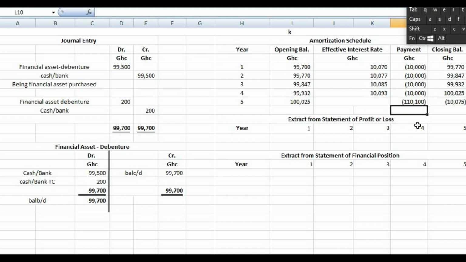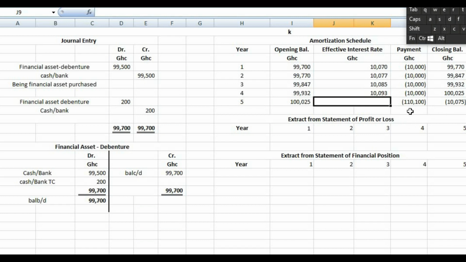zero, you see I haven't placed any effective interest rate here. All right, but if you should calculate 10.1% on this figure, 100,025, you should get a value that's 10,102.5. So rounding it to the nearest whole number, I'm going to have 10,103 Ghana cedis. That should have been here. But if you should do everything, there would be a balance here. We don't want to create that.